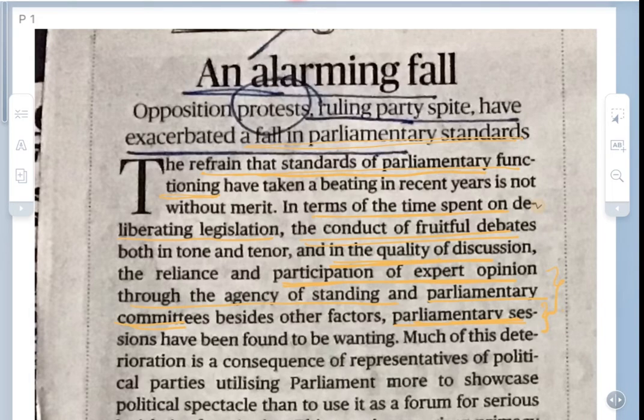Now this is an article from The Hindu editorial dated 1st of August 2022. An alarming fall. Opposition protest, ruling party's spite have exacerbated a fall in parliamentary standards. Now this article pertains to GS2.